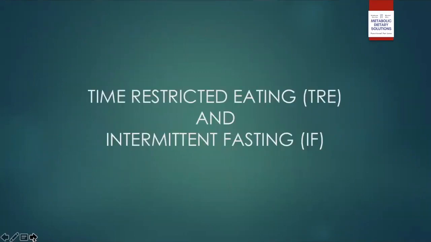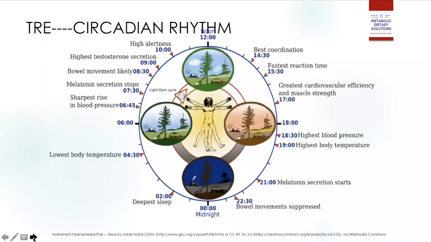So, what is it that we mean when we talk about time restricted eating and intermittent fasting? TRE is a really fascinating concept. It's based on Nobel Prize winning research. The Nobel Prize for Physiology and Medicine in 2017 was given to the researchers who found the molecular mechanism for the body's biological clock. This is what we call the circadian rhythm.